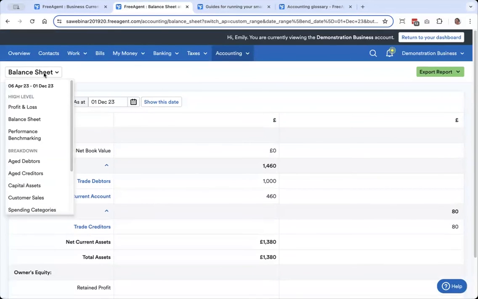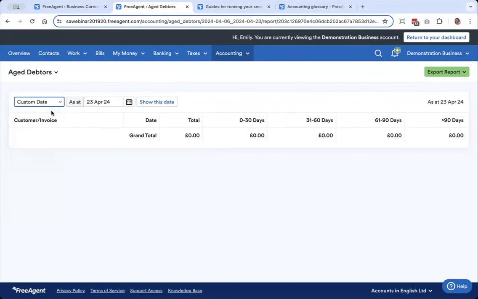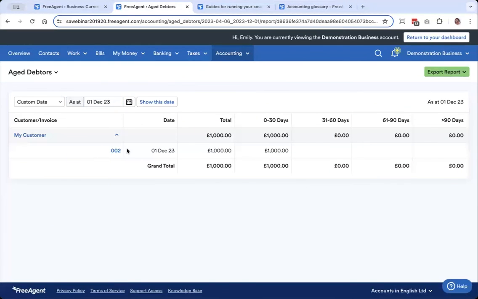It's useful then to refer back to your aged debtors and aged creditors reports. If I were to refer back to my aged debtors and say I want to see that as at the 1st of December, I'm seeing that I had that one unpaid invoice and it was due for payment within the next month. That looks quite good. What I don't want to see is a whole list of invoices that are still showing as due for payment when they're over 3 months old, over 2 months old, because that could mean that I've got cash flow problems coming up.